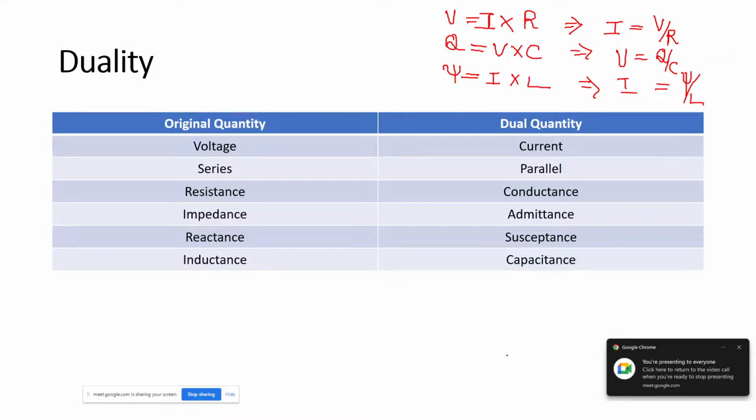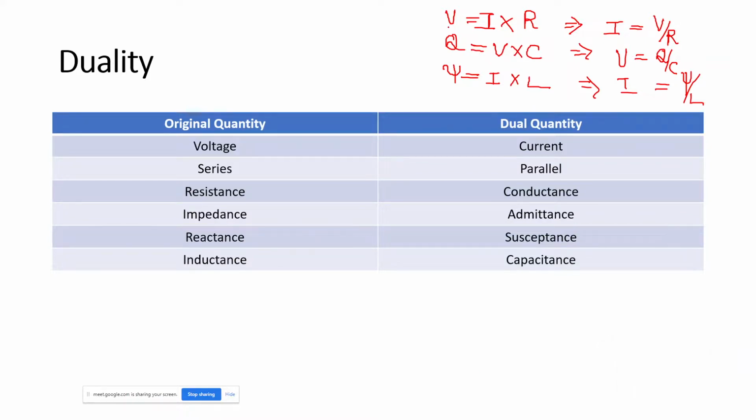Yes, sir. From Ohm's law I have V equals IR. I can write charge Q equals CV. I can write flux linkage psi equals Li. So from here, can I write I equals V by R, V equals Q by C, and I equals psi by L? Yes, sir. Okay, so let's rename these inverse quantities as something else.